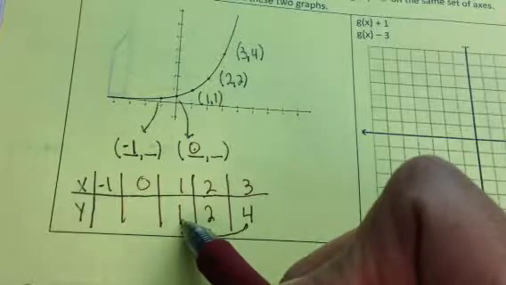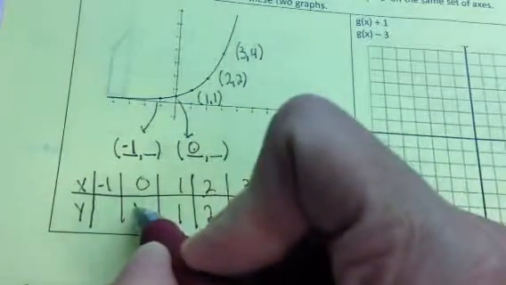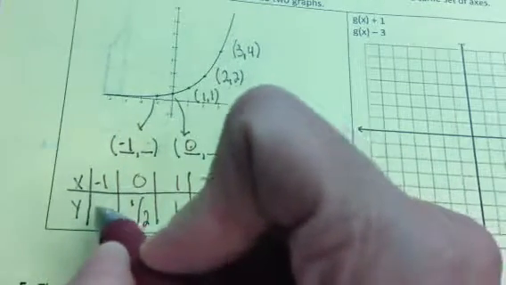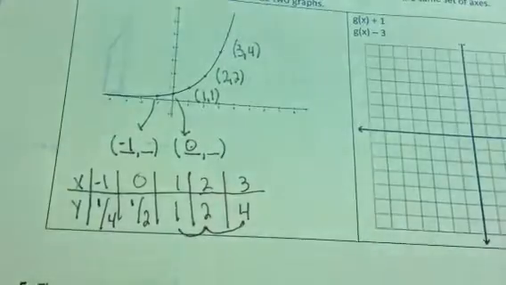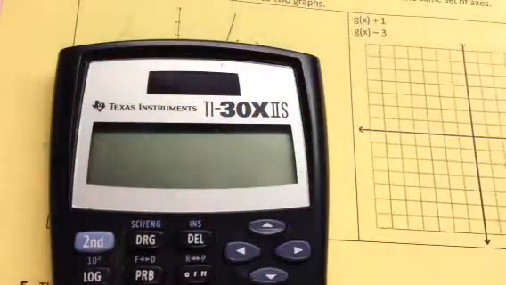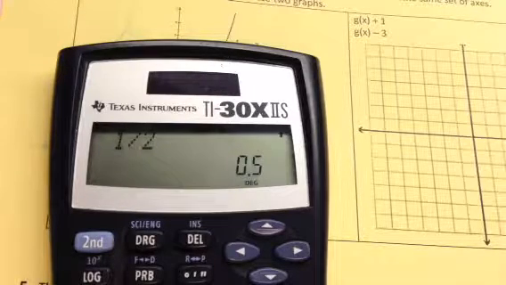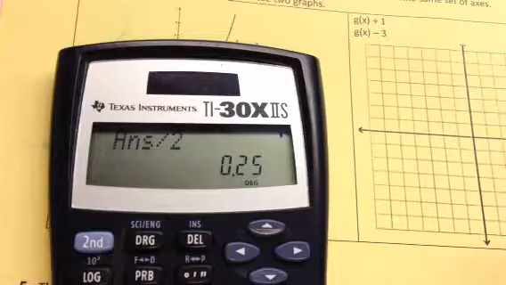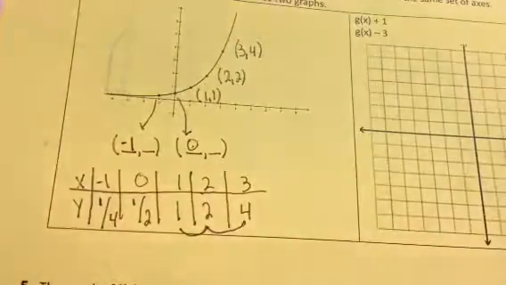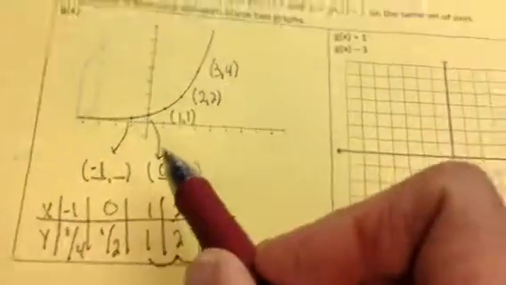And 1 divided by 2 is a half. And a half divided by 2 is a fourth. If you are more comfortable writing those as decimals, again, without a graphing calculator, 1 divided by 2 is a half, so you could write 0.5. And then if I take a half and divide it by 2, there's the fourth. That's the 0.25.